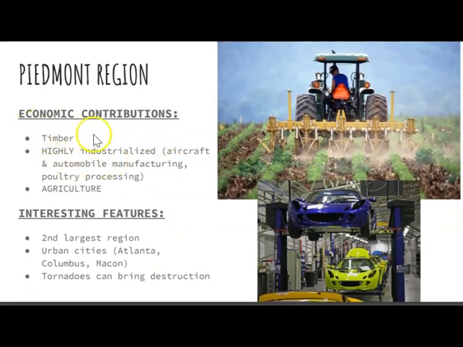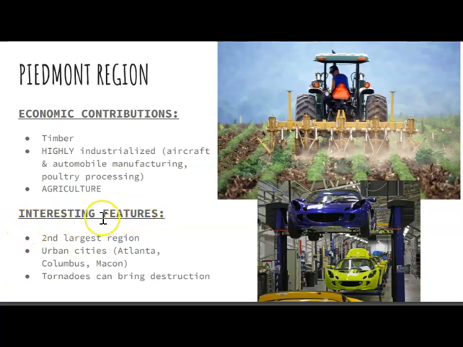So we have economic contributions. We have timber. So it's highly industrialized, and industrialized just means that we use a lot of machinery. So aircrafts and automobile manufacturing and poultry processing. So we have all these plants, so making aircrafts, having those automobiles, so cars or trucks. And then we have agriculture, in which we are also growing vegetables and resources that we need in Georgia. And here we have our farmer that is using his tractor.